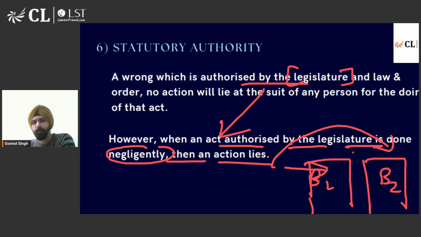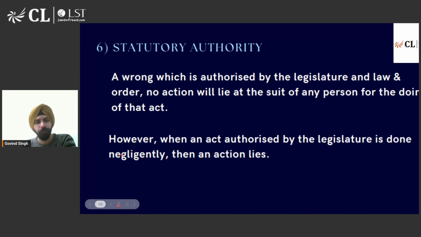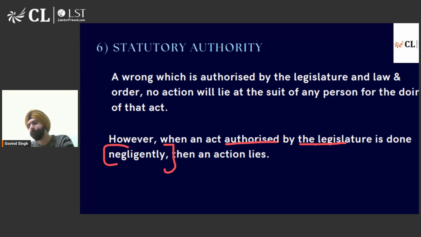Would you be liable? Can you say that I was authorized by the law to blow up a building? No, you cannot say that. You acted negligently. You blew up the wrong building. So you would not get the defense of statutory authority in that case. So this exception is important: you cannot be negligent while acting under authority.